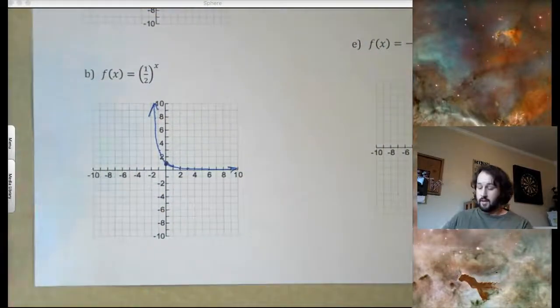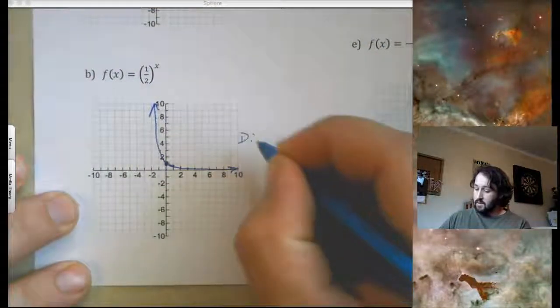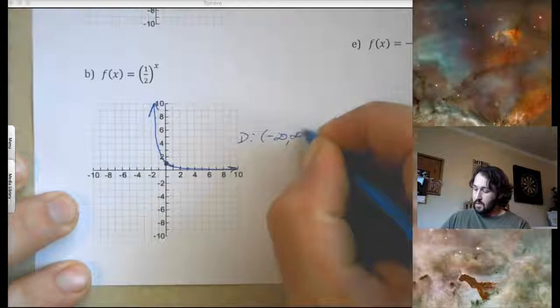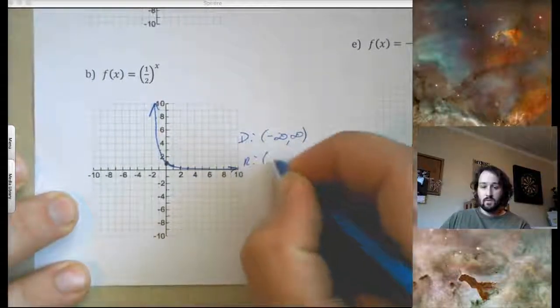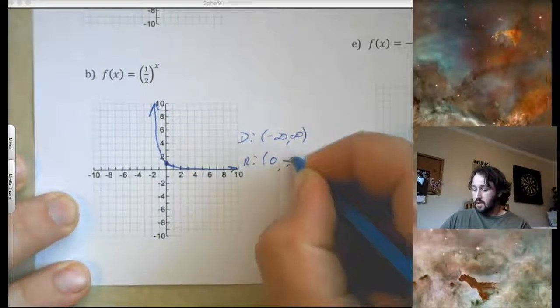So I have a graph looking like this. For the domain, still, it's going left and right forever. For the range, still hasn't moved up or down, so it's getting closer to 0 and going up forever.